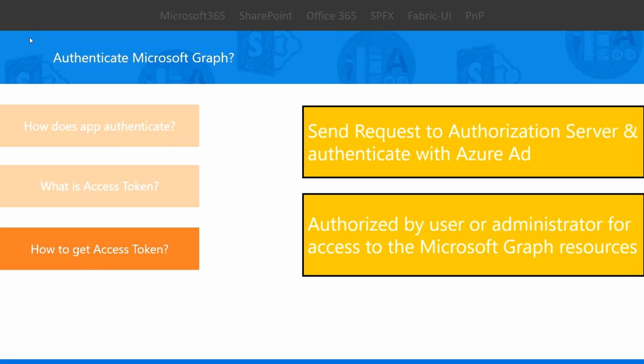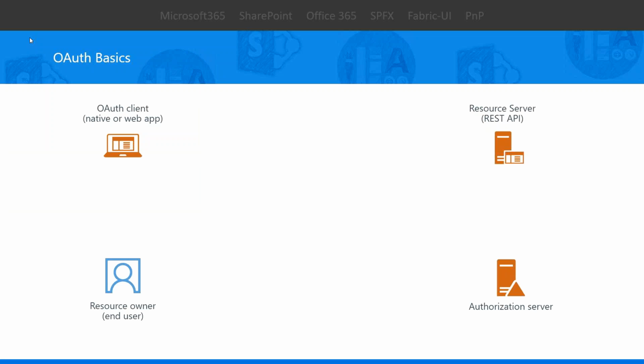Okay, now we will see the OAuth basics, how OAuth works. First, we have four types of entities. One is the resource owner, which is the end user, and the OAuth client is our machine, whatever machine we are using.